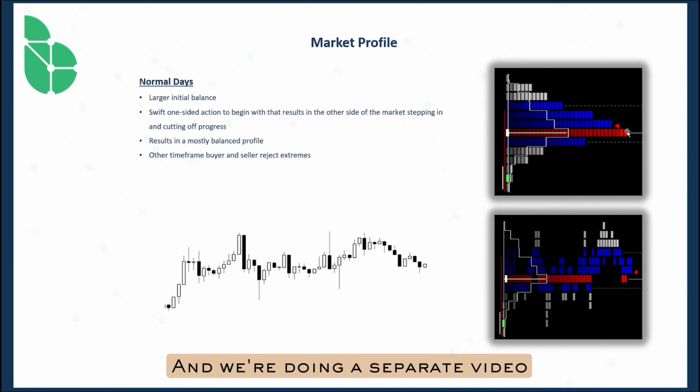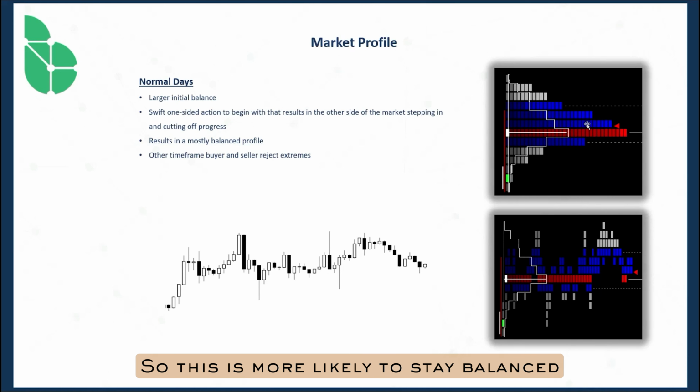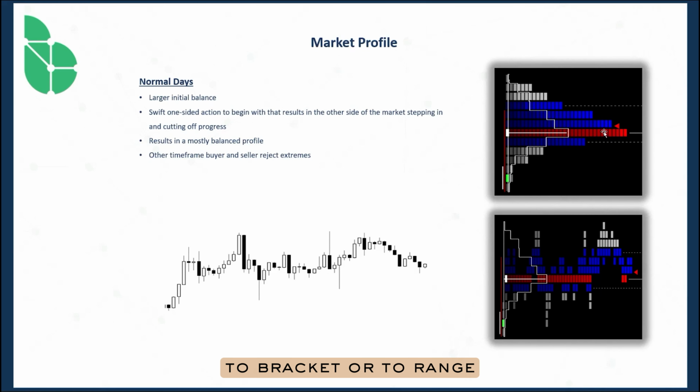And we're doing a separate video on how to trade these different structures when we are opening up, for example, following one of these types of structures. So let's say that this day has been finalized and we're currently now opening up within this range. So this is a normal day. This has the lowest level of directional conviction. So this is more likely to stay balanced, to bracket, or to range.